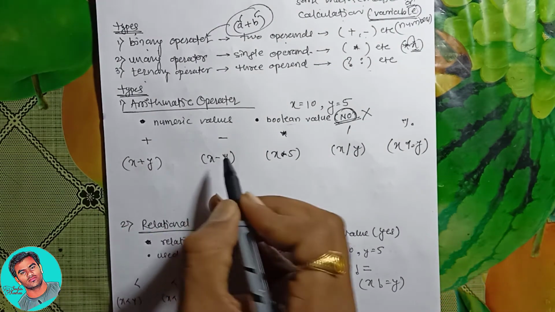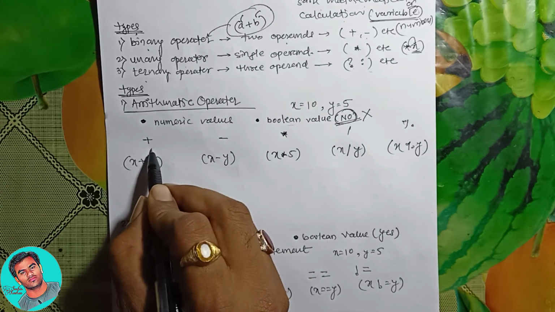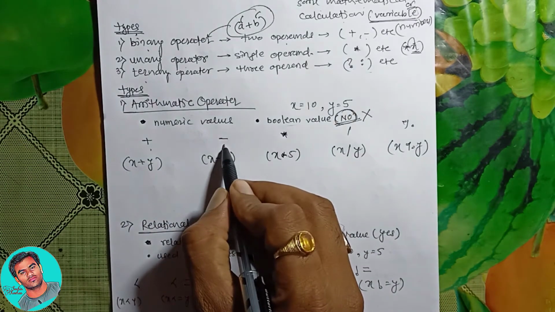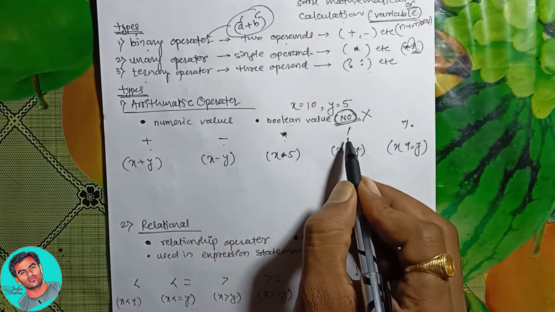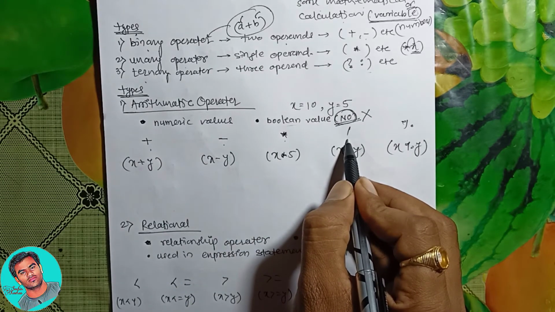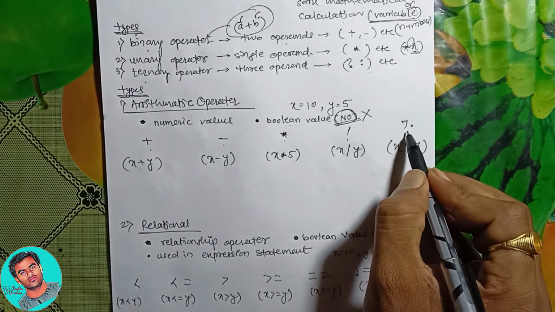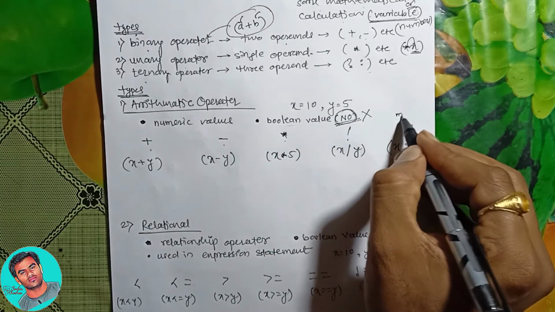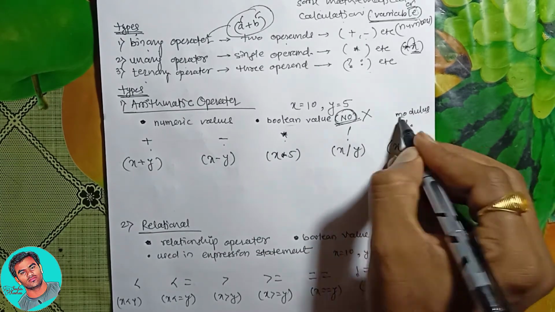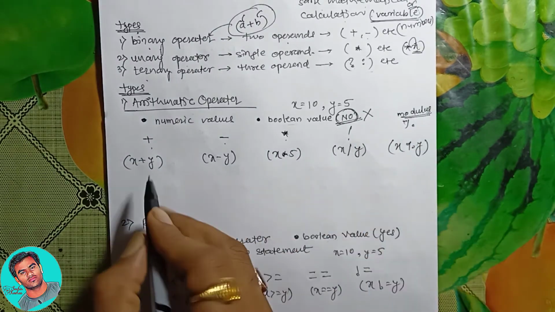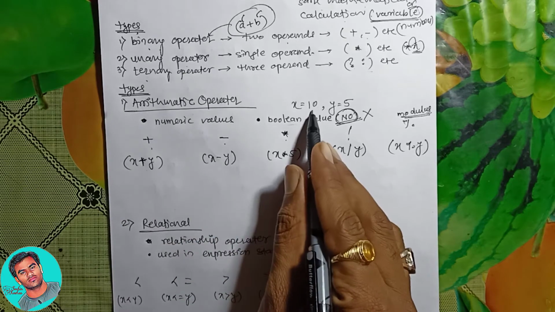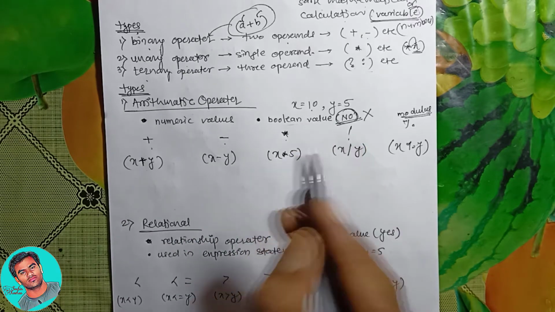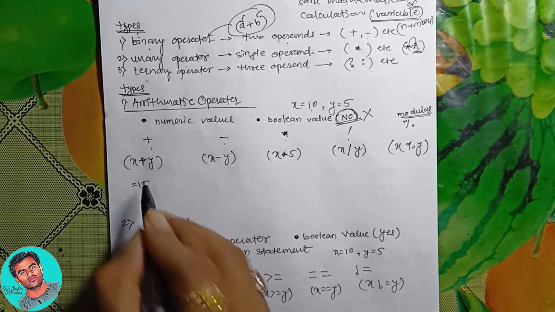There are 5 arithmetic operators: plus, that is addition; minus for subtraction; star or asterisk for multiplication; forward slash for division; and the percentage symbol for the modulus operator. It is called the modulus operator. So this is the syntax: x plus y. The x value is 10, the y value is 5, so it represents the value 15.